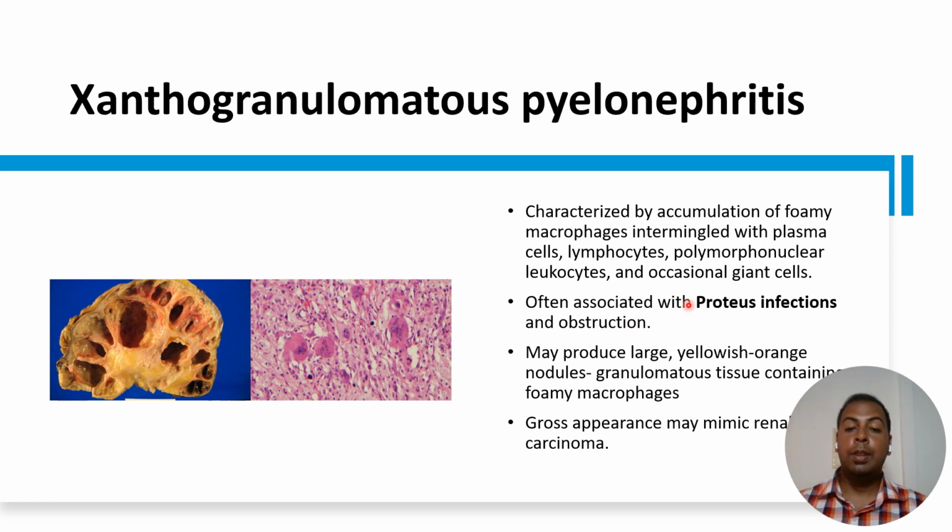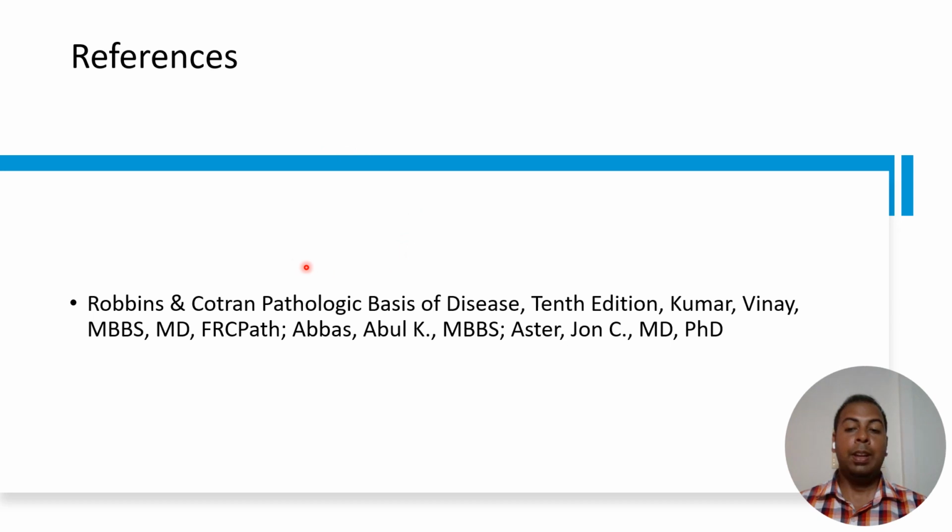And this condition is associated with Proteus infections, and it may produce large yellow-orange nodules, granulomatous tissue containing foamy macrophages. And the gross appearance may mimic renal cell carcinoma. So this is a gross section of a kidney taken from a patient with this condition, and you can see these large cystic spaces, and it may be very suspicious of cancer, but it's actually a benign condition.